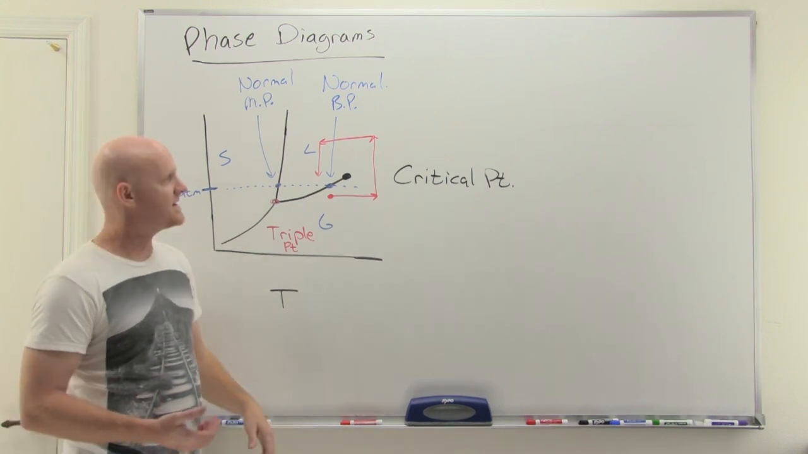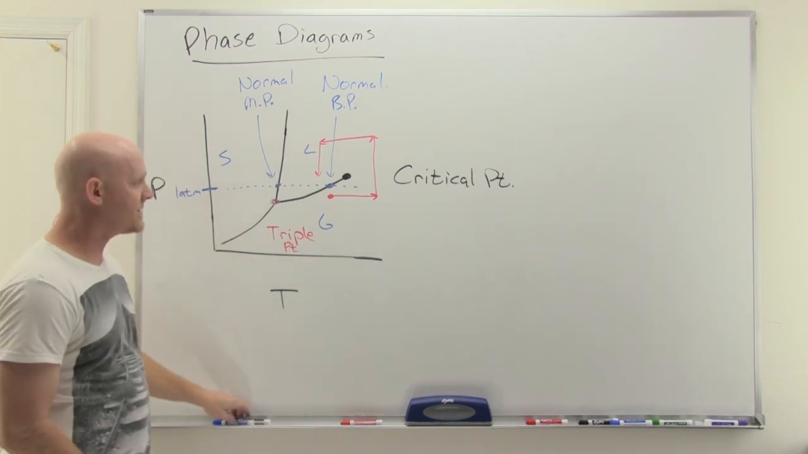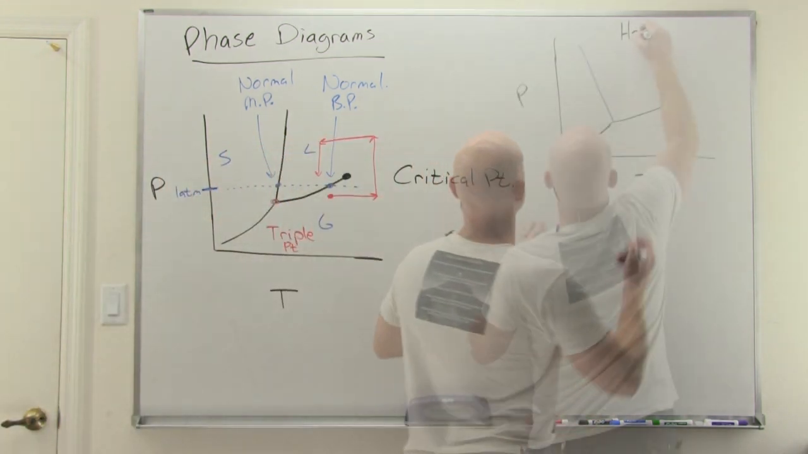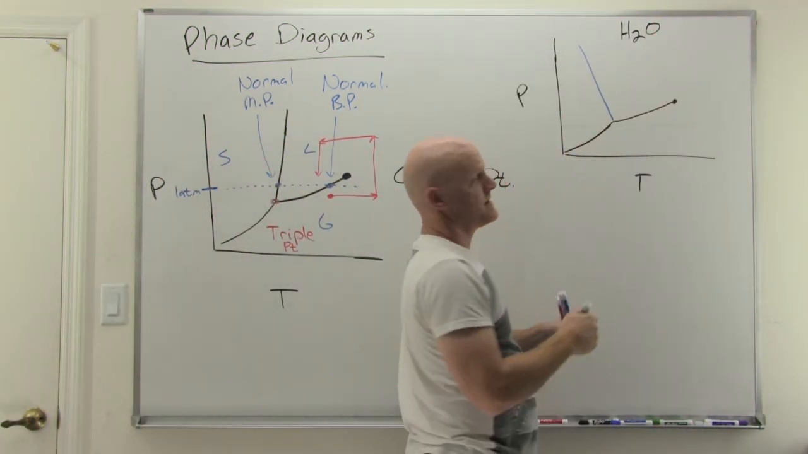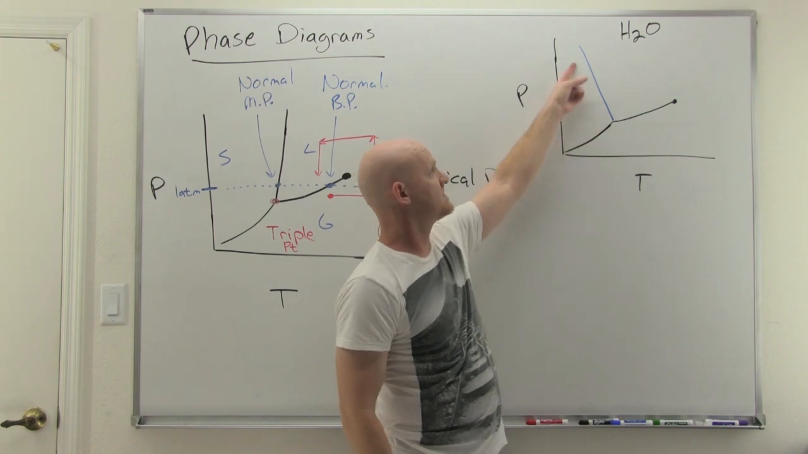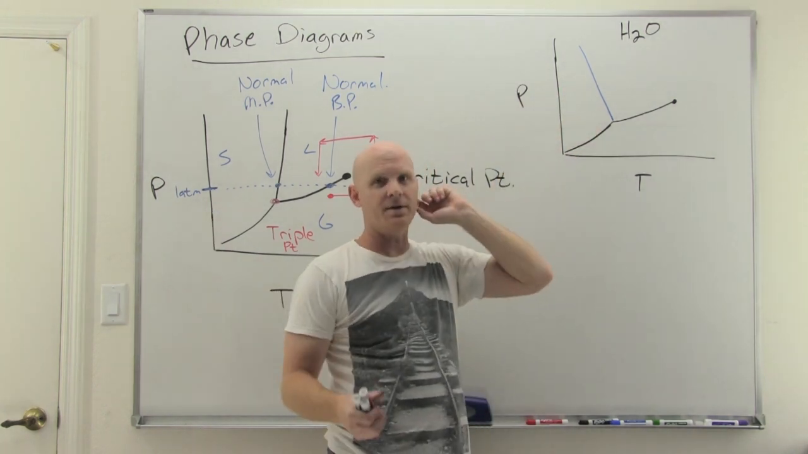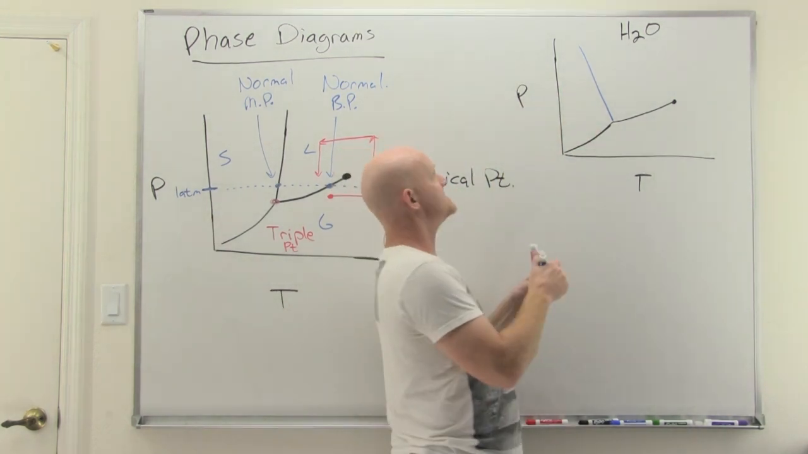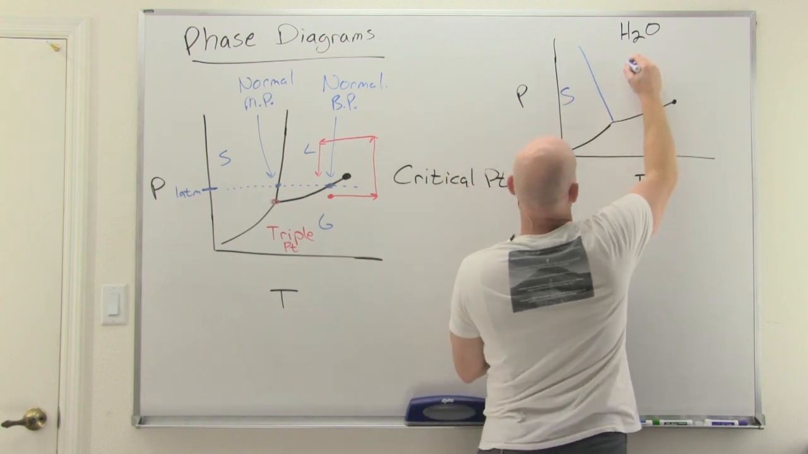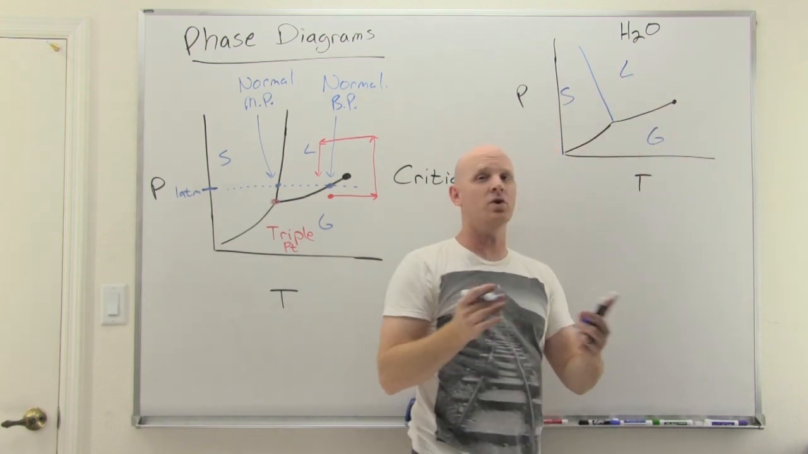All right, let's take a look and see how in the world water and carbon dioxide are just a little bit different here. All right, this is water. And I drew in blue what makes this so different. I should have drawn it in black, but I wanted to make sure it was really obvious what was different here. And we still have solid here, liquid here, gas here. That's all in the normal places.